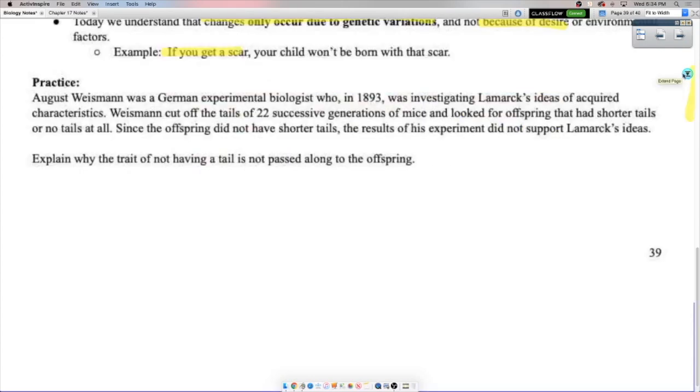So why is the trait of not having a tail not passed along to the offspring? Well, we just said it, right? What causes traits to be passed from parent to offspring? Why do you kind of look like your parents? Because their DNA made you, right? And piercing your mom's ear wouldn't change her DNA, which wouldn't make you come out with a pierced ear, right? So cutting off the mice tails did not change their DNA.